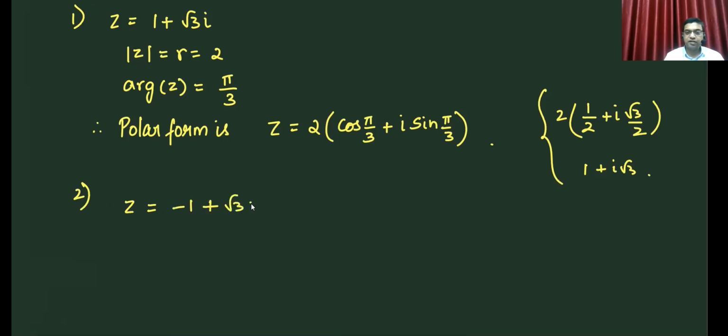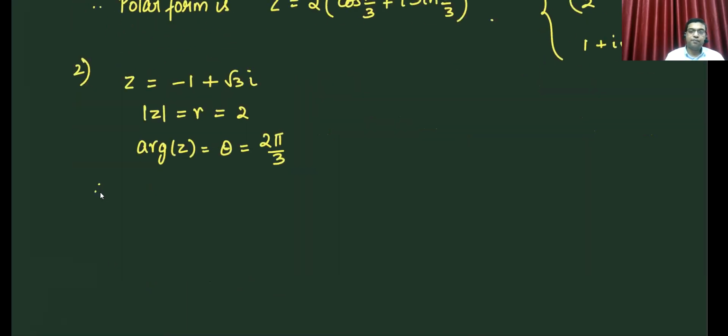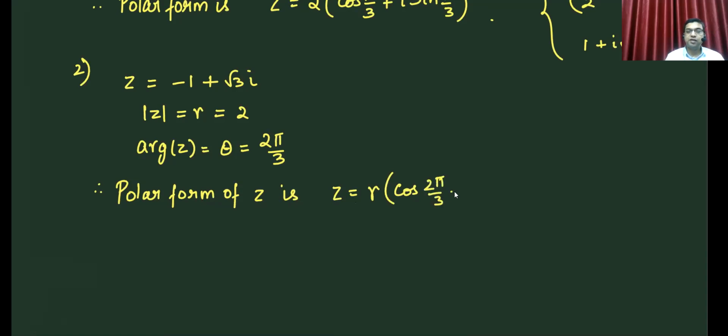Minus 1 plus root 3i. We found mod z equal to r, which is 2, and we got argument. What did we get? This is second quadrant angle. We got 2 pi by 3. Very good. Therefore, polar form of z is z equal to r times cos 2 pi by 3 plus i times sine 2 pi by 3.